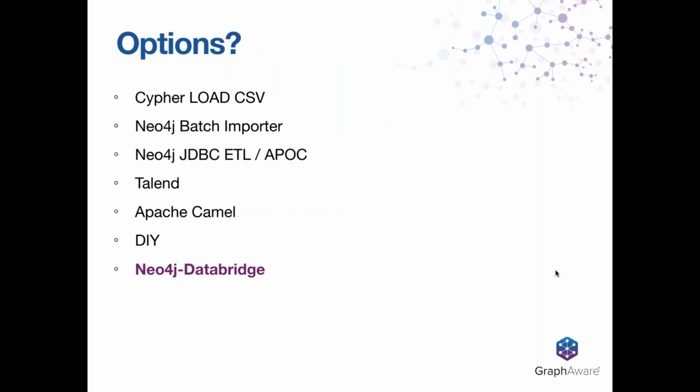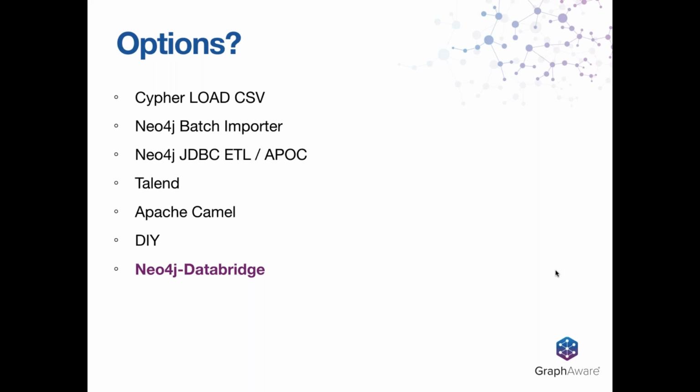And so when it comes to looking at our options, I think we've got a number of different solutions, some of which are from Neo themselves, and some of which are from third-party providers of integration components. That includes Cypher, Load CSV, the Neo4j batch importer, the new stuff from Neo4j, which is the JDBC ETL, plus the APOC libraries for loading data from JDBC data sources. And then the third-party things like Talend, Apache Camel, and so on.